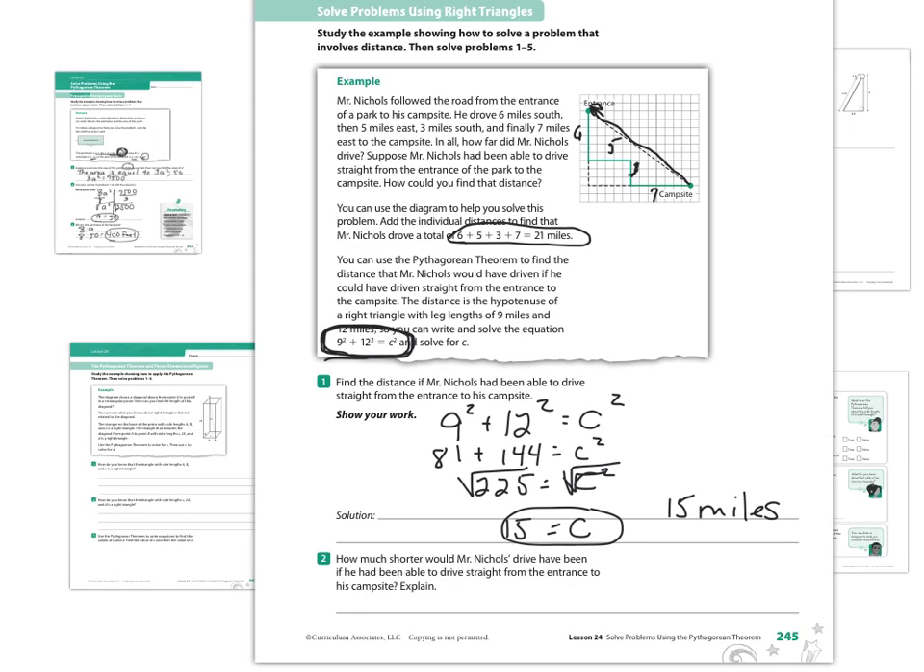Number 2, how much shorter would Mr. Nichols' drive have been if he had been able to drive straight from the entrance to his campsite? Remember in the example, Mr. Nichols had to drive 21 miles. If he could have driven straight, he would have only had to drive 15. We need to find the difference. 21 minus 15 is equal to 6. He would have driven 6 miles shorter.